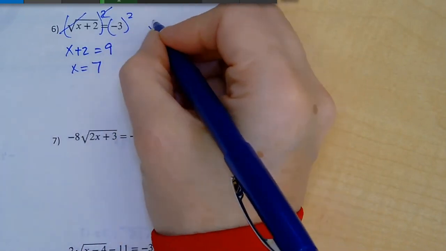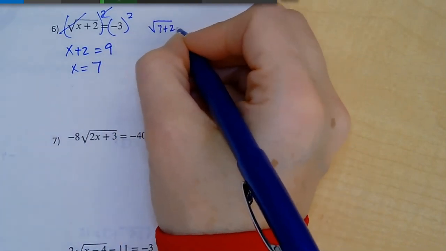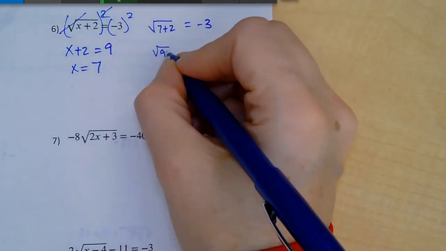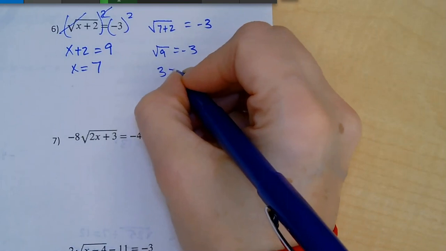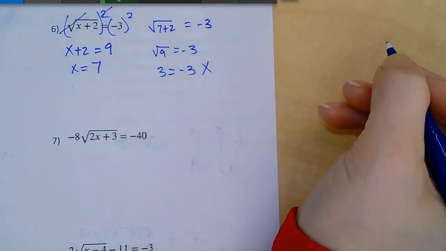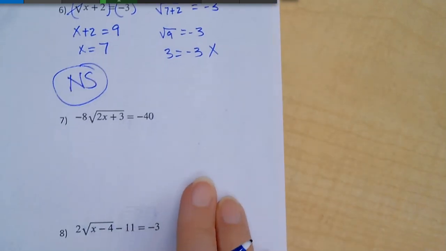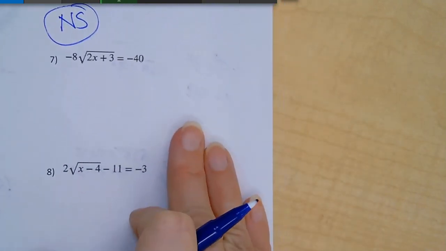Let's plug that in. The square root of 7 plus 2 equals negative 3. Square root of 9 equals negative 3. 3 equals negative 3. Nope, not true. So that's extraneous, so I would just say no solution here. I did get a solution mathematically, but it didn't make sense.